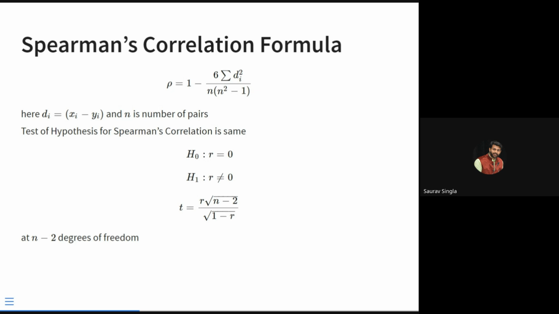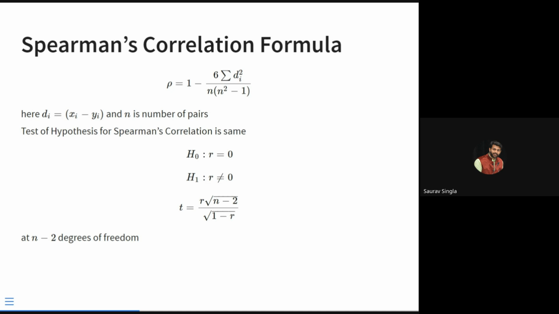What is Spearman correlation? Spearman correlation is also a similar measure of correlation only. But how is it different? It is free of the assumptions of a normal correlation.